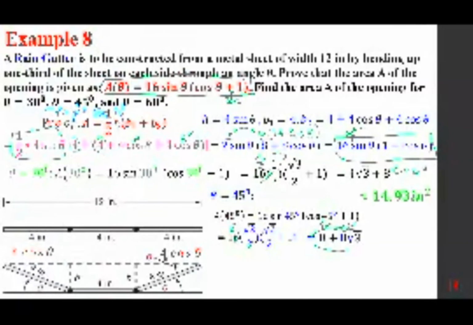If you go with 60, 16 sine of 60, cosine of 60 plus 1. Sine of 60 is square root of 3 over 2, and cosine is 1/2. Again, we can cancel the 2 with the 2, and we get the exact answer, 12 square root of 3. Approximation of 20.78 inch squared.